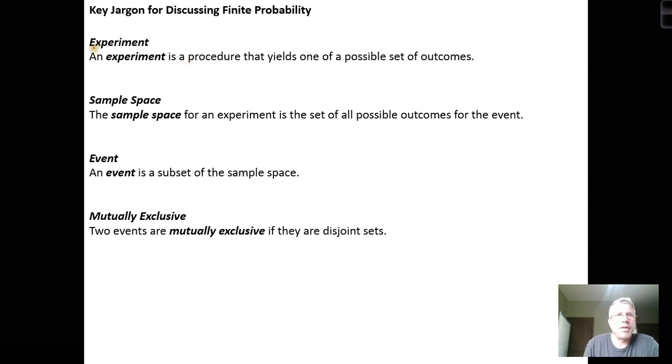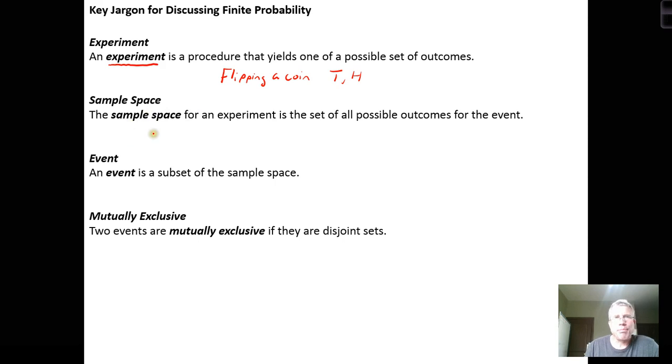We have an experiment, and an experiment is simply a procedure that yields one of a possible set of outcomes. So for example, your experiment could be flipping a coin, and flipping a coin generates possible outcomes, tails or heads. So an experiment is anything you do: flip a coin, roll dice, draw balls out of a bucket. Anything that you do that generates outcomes is an experiment.